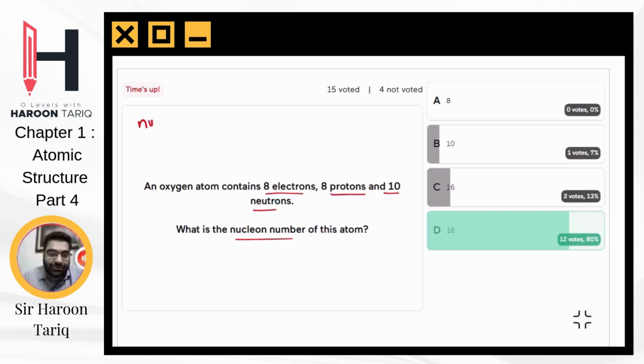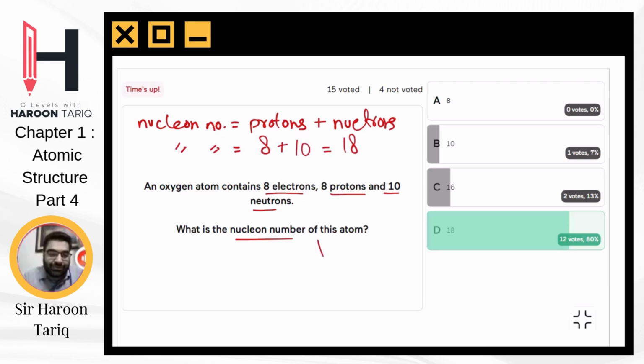Nucleon number is equal to protons plus neutrons. This is the mass number. Protons have a mass, plus neutrons have a mass. So the nucleon number would be the number of protons, which are 8, plus the number of neutrons, which are 10, is equal to 18. So the correct answer is D. If unclear, please let me know.